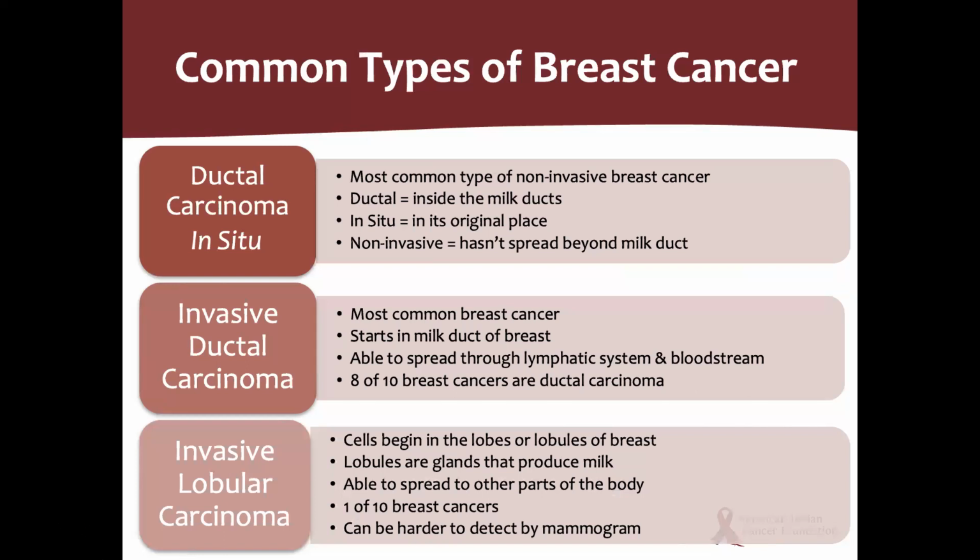Invasive lobular carcinomas begin in the milk-producing glands, or lobules, of the breast. Invasive cancer means the cancer cells have broken outside of the lobule where they began and have the potential to spread to the lymph nodes and other areas of the body. About 1 in 10 breast cancers are invasive lobular carcinomas and can be harder to detect by a mammogram.